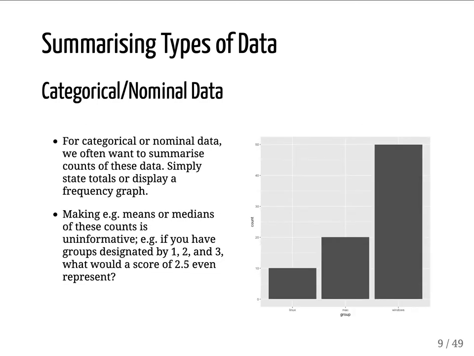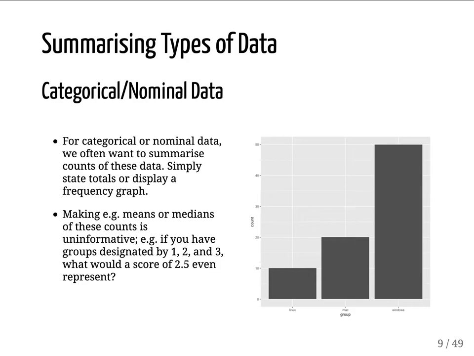Now then, how do we summarize this type of data? Well, we can summarize categorical or nominal data essentially just using a bar chart. The nice thing about a bar chart is it visually depicts counts really well. So you can see here that I've got groups of users, and people may be using Linux, Mac or Windows operating systems. And we're just looking at how many people from the questionnaire that I've sent out have reported using these different types of operating systems.